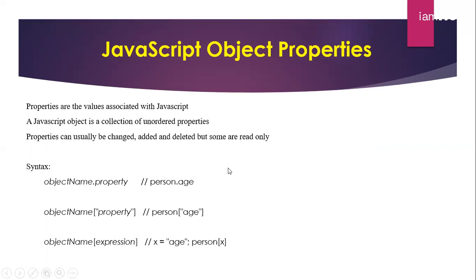Properties are the values associated with a JavaScript object. JavaScript objects have a collection of unordered properties. Properties can usually be changed, added, or deleted, but some are read only. For example, objectName.property, so person.age. This is the syntax for accessing a property of an object. An alternative way is objectName with the property within square brackets, or objectName with an expression within the square brackets.